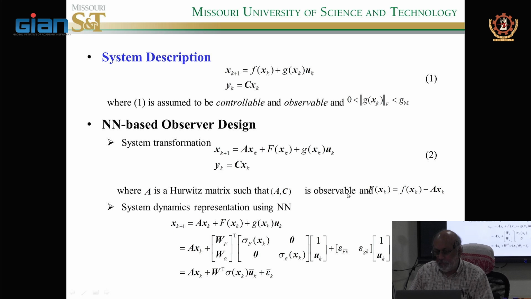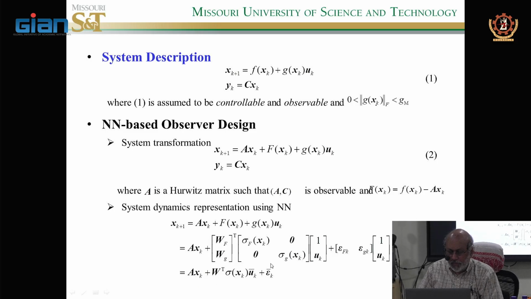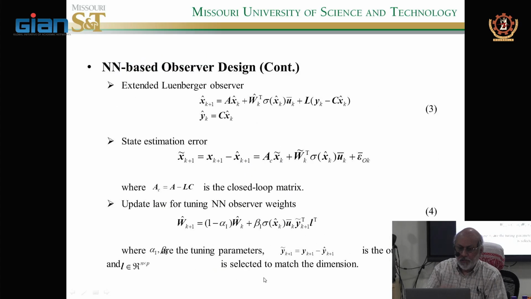Such that (A, C) is observable, and that's important. So now you write it in this form, x of k plus 1 equals A times x of k plus the neural network to approximate, plus the approximation error. Okay? So now I'm going to design an observer. My observer is estimating x hat of k plus 1 equal to A, which is known, times x hat, starting from the initial known state, plus the neural network. Now look at that. The neural network is using the estimated state.